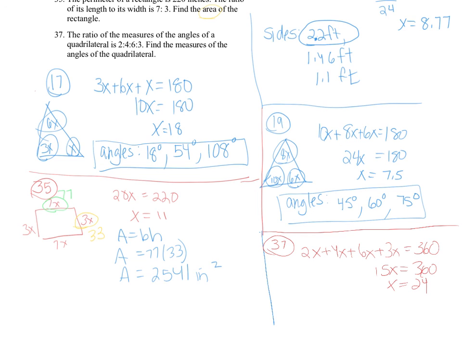And then if I look at my angles, 2 times 24, 48, 4 times 24, 96, 6 times 24, 144, and 3 times 24, 72. There we go. And those are the angles, so those are all degrees.